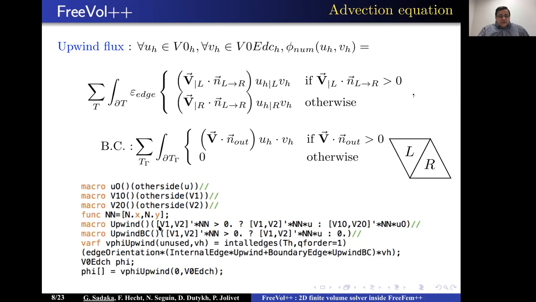So we can write the same way that it is written here. V1, V2 times N positive. It's V1 times N times U. Otherwise, we use the other side of the value. And for the upwind flux, we use the int all edge, and we put internal edge when we are inside, and boundary edge for the upwind boundary condition. And at the end, we call phi E inside the edge DC, the phi upwind 0 V0 edge DC.